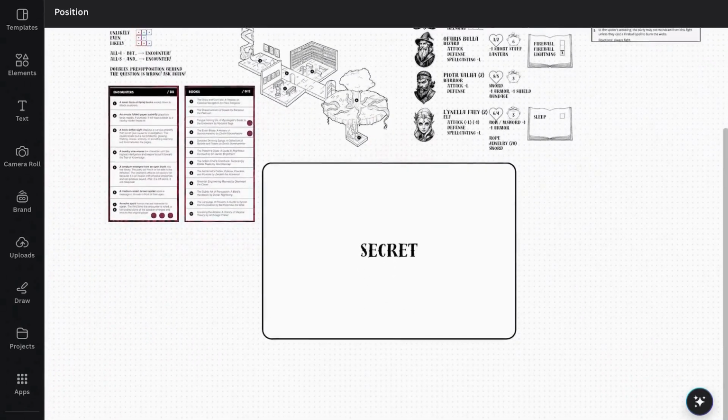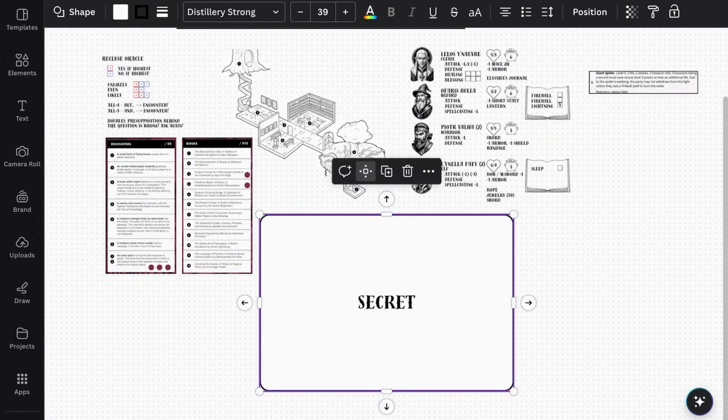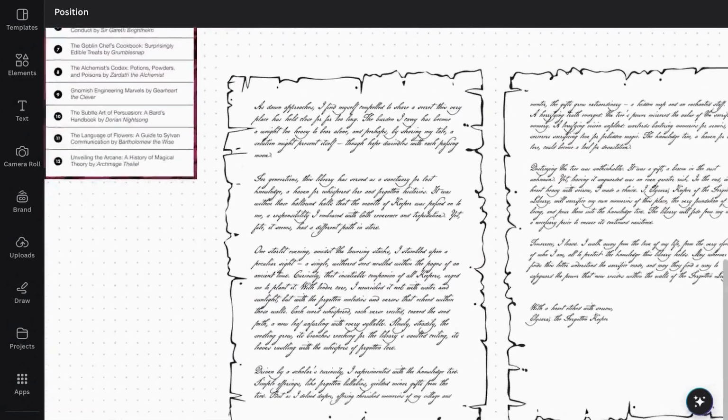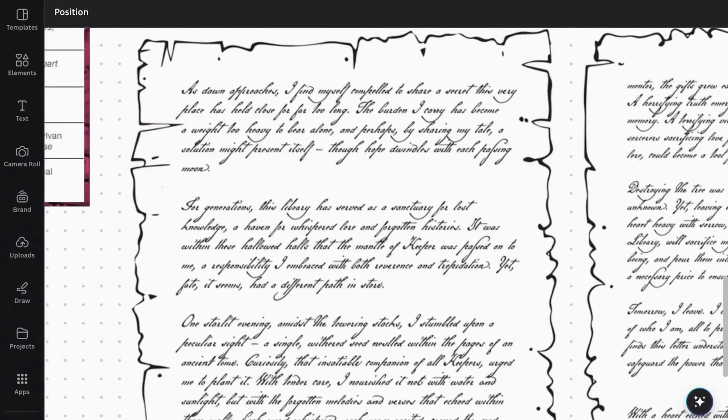Okay, so now it is time to uncover this secret part. As I see, it won't be easy to read. I mean, this is a perfect font for handwriting.